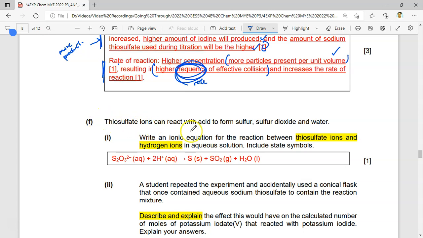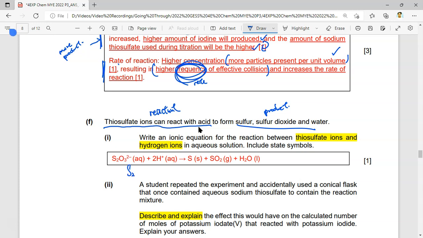Next one, F: thiosulfate can react with acid to form sulfur, sulfur dioxide, and water. Because you do not know what acid is present, in actual fact the reaction is not very difficult. This is the reactant, and this is the product. What you should do first at the start is just write down exactly what the reaction tells you.